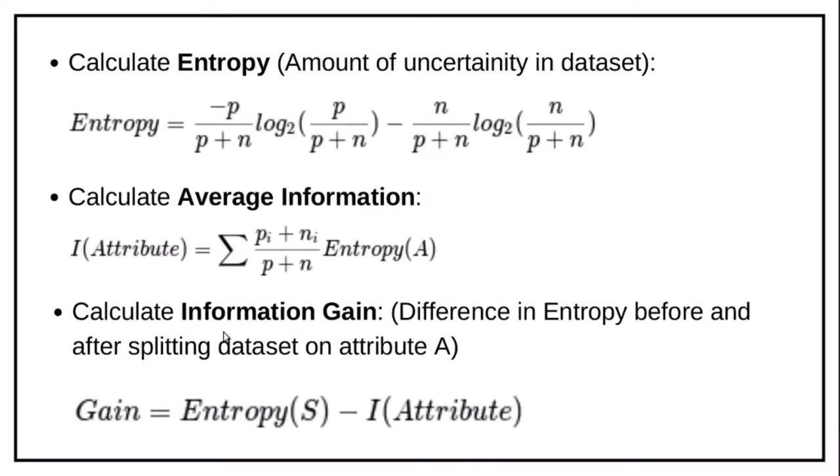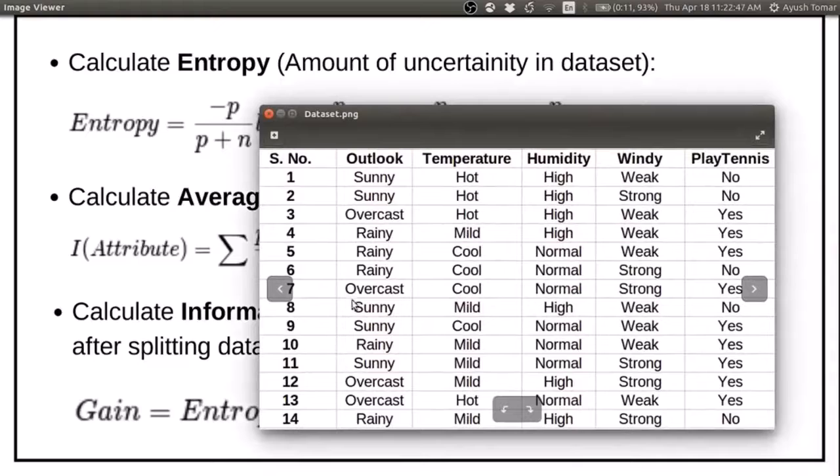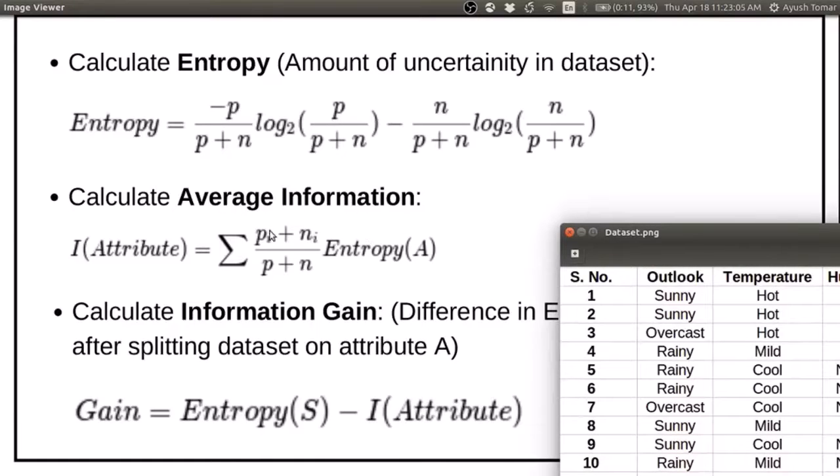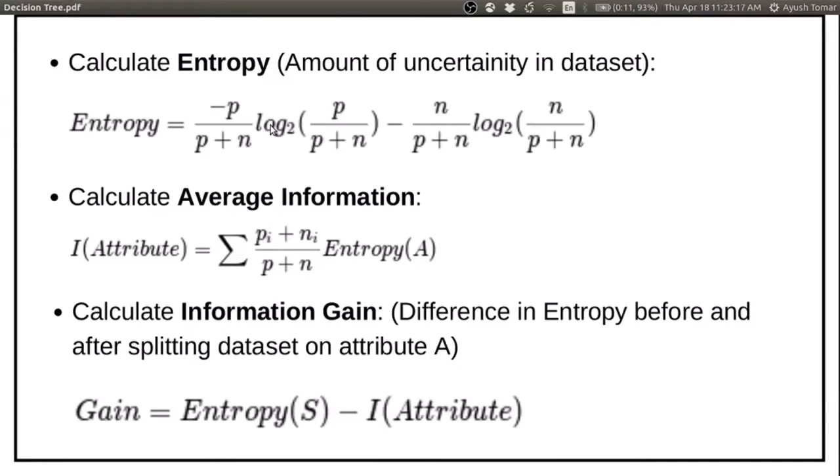Now next comes information gain. Information gain is the difference in entropy before and after splitting the dataset on attribute A. What does that mean? This is our dataset. Initially we will calculate the entropy for this entire dataset. Next we will calculate the entropy for this particular attribute outlook, then temperature, then humidity, then windy. Then we will sum these up. This is known as the average information. And this average information we will subtract from the entropy of the entire dataset. So that is known as information gain. So this is information gain and this is the entropy.